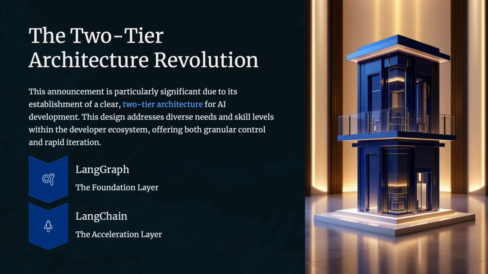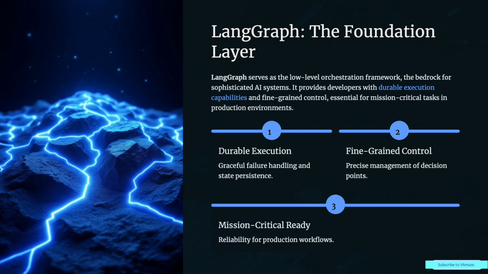What makes this announcement particularly significant is how it establishes a clear two-tiered architecture for AI development that addresses different needs and skill levels in the developer ecosystem. LangGraph, the foundation layer. LangGraph positions itself as the low-level orchestration framework, the bedrock upon which sophisticated AI systems are built. Think of it as the assembly language of AI agents, providing developers with durable execution capabilities and fine-grained control over complex agentic systems. This isn't about making things easier, it's about making things possible.